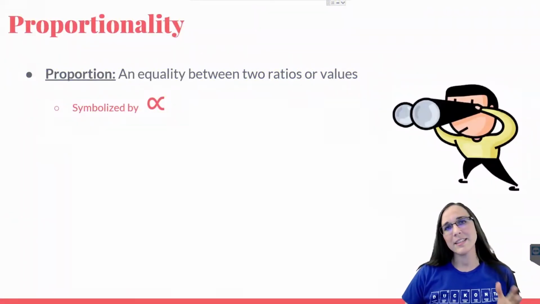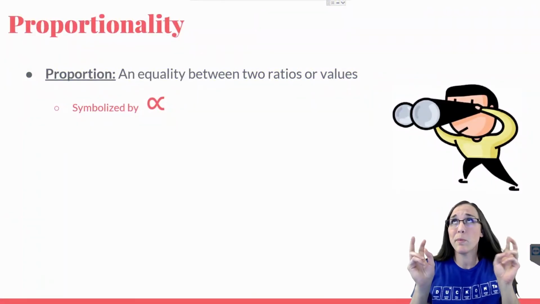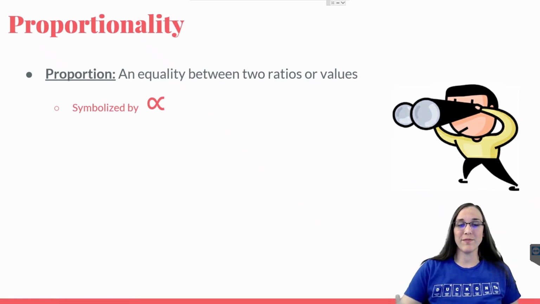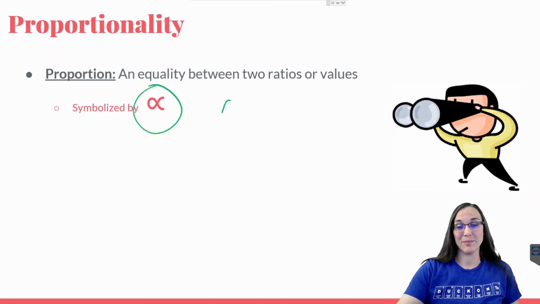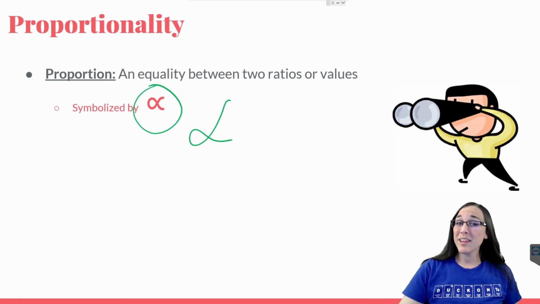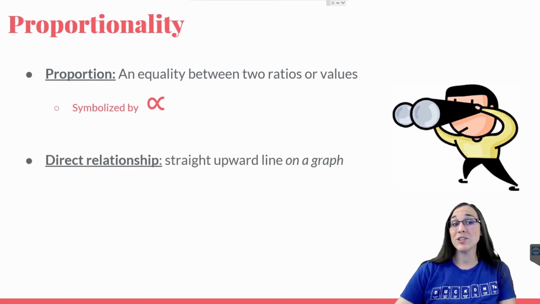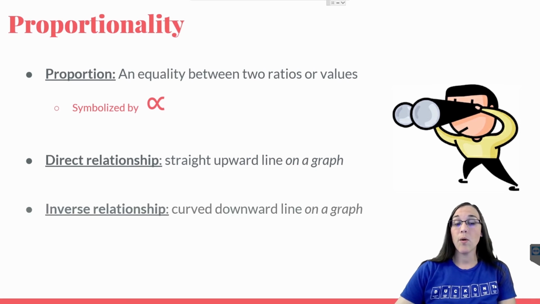The other thing you're going to see a lot of in gas laws is these proportionality things. We're going to symbolize proportionality by the fishy symbol. I like to call it the fishy symbol anyways. That's an equality between two ratios or values. So using this proportionality concept, we can say that something varies directly, or has a direct relationship, which is signified by a straight upward line on a graph. Or we can say through this proportionality that it has an inverse relationship, which would be signified by a curved downward line on a graph.